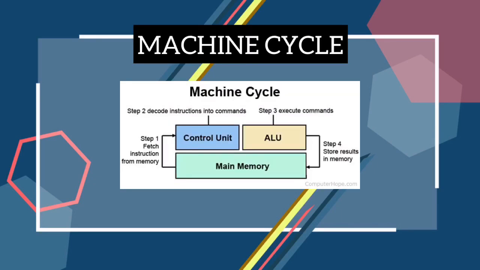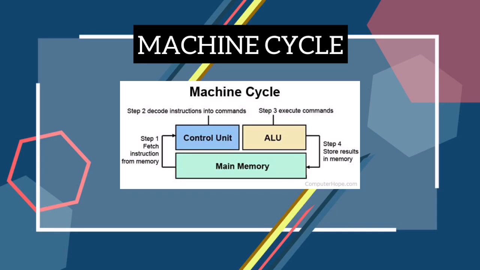Next, we are going to discuss about machine cycle. As we know, the main duty of the CPU is to execute a program with a set of instructions in the main memory. The CPU operates by fetching an instruction, decoding it, executing the instruction, and then storing the result back in memory.